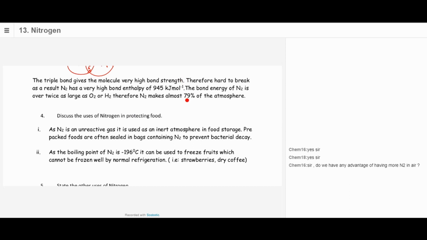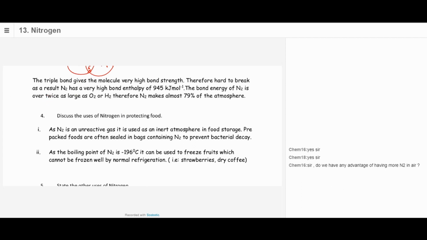And it is an unreactive gas, therefore it can also be used to pack certain food items in order to prevent bacterial decay, because in the absence of air or oxygen, the bacteria will not survive. So as a food storage method, you can store food in nitrogen.